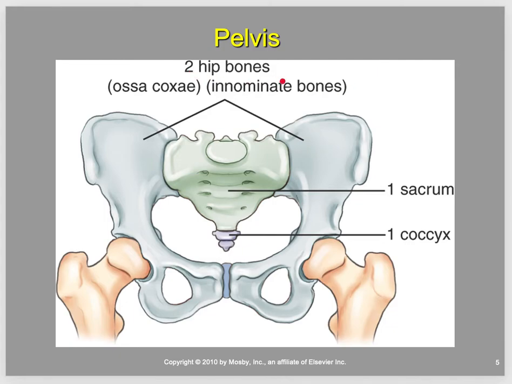So we have two hip bones. We have the os coxae and the innominate bones. So we have the sacrum and the coccyx.